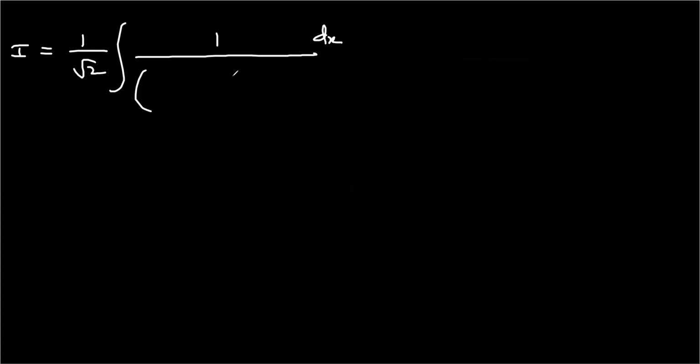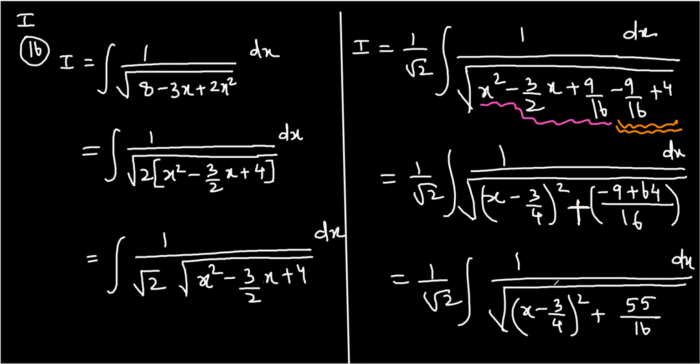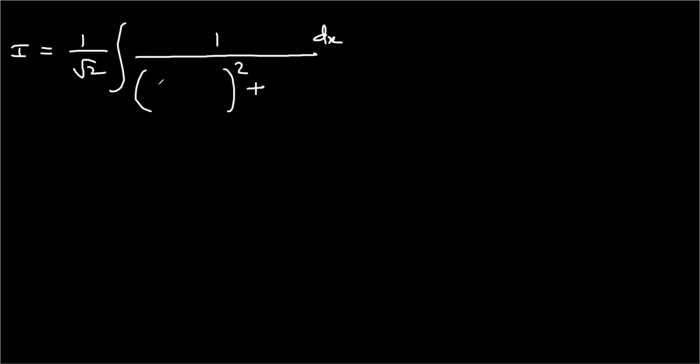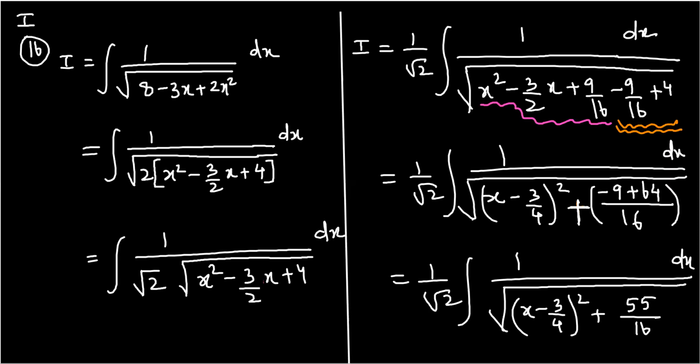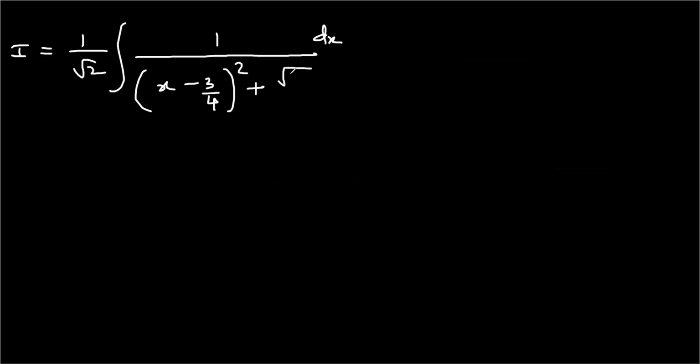And here I have, see what I have. I have (x minus 3 by 4) the whole square, plus this is 55 upon 16. I will write that as (root 55 upon 4) the whole square.